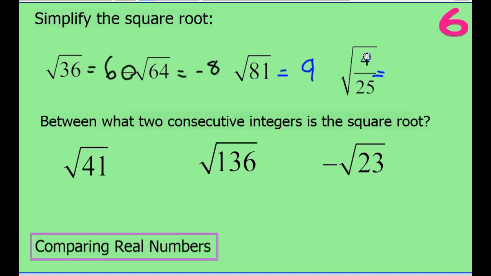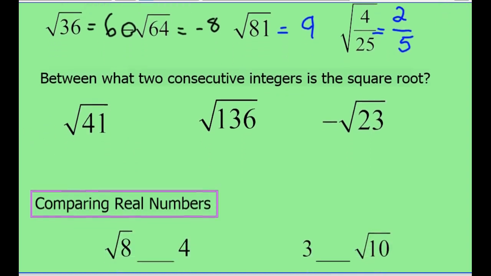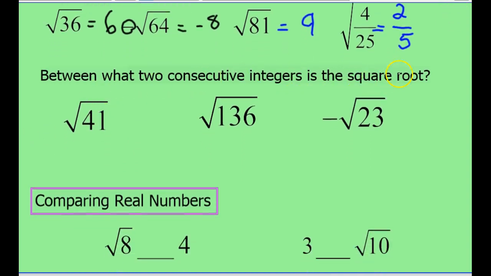Now we need to find the square root of the top and the bottom. The square root of 4 is 2, and the square root of the bottom, 25, is 5. Alright, we need to figure out which two consecutive integers the square root is between.